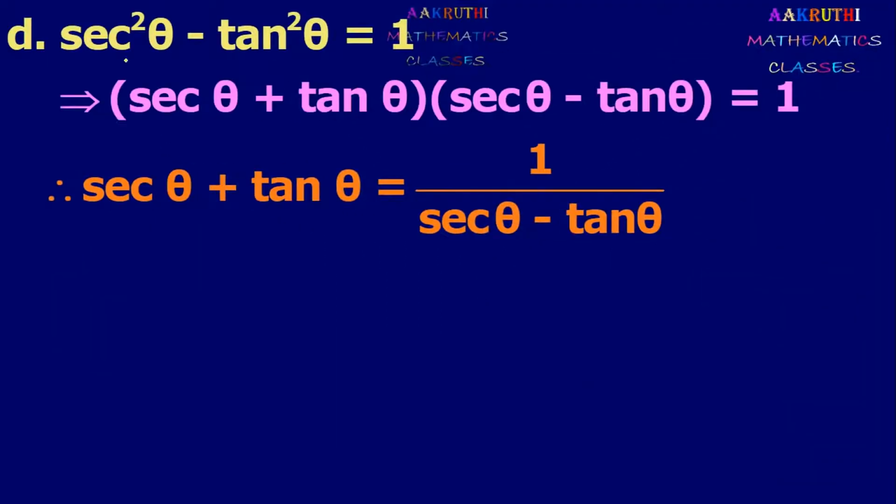So next we consider the identity secant square theta minus tan square theta equal to 1. Here we can factorize this using formula a square minus b square is a plus b into a minus b.